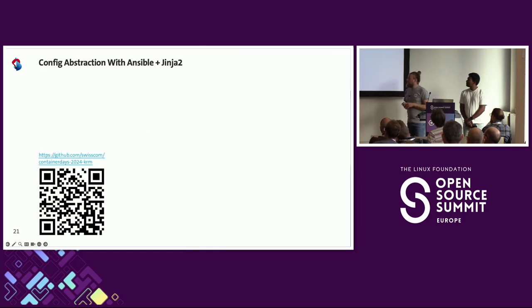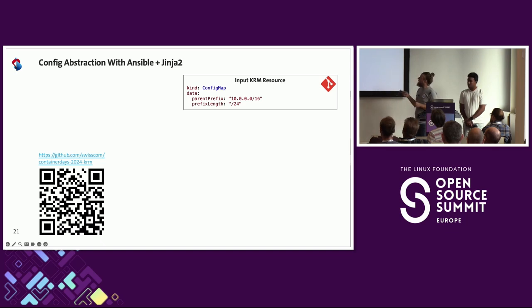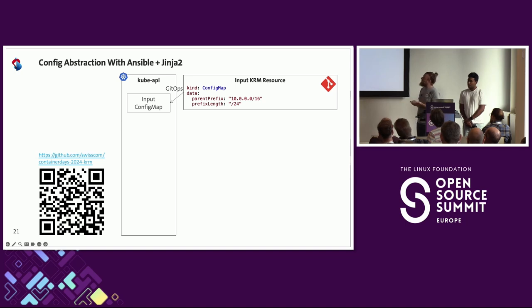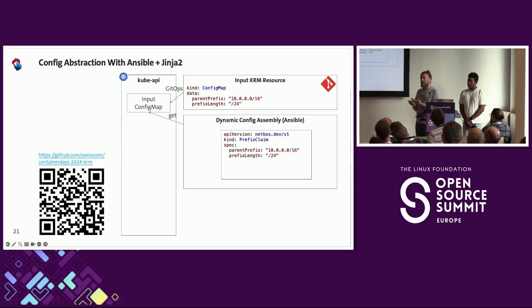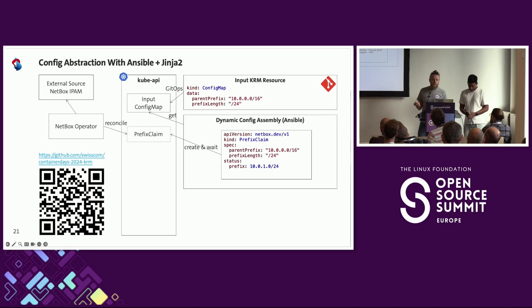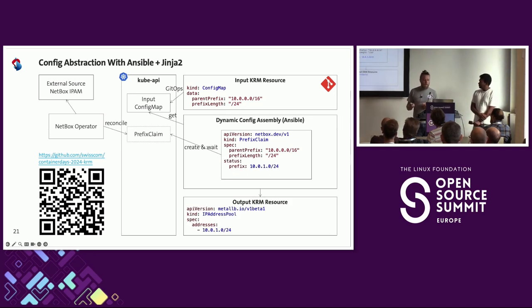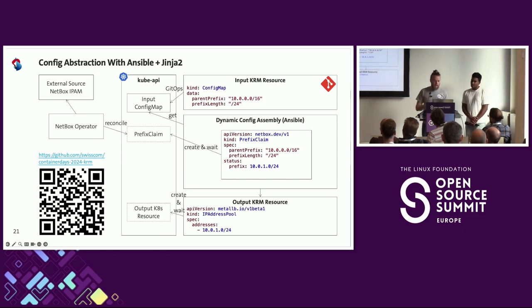Looking at the same example again, our high-level intent is now a config map, so it's untyped. We will apply this to the Kubernetes cluster using GitOps. In the demo, I will do it manually, but it doesn't matter too much. And then we manually need to trigger the Ansible playbook. As soon as we do this, it will be able to render the prefix claim. It will apply it to the cluster. It will wait for the Netbox operator to be reconciled. And then as soon as this is done, it will render the output address pool and apply it to the cluster. So that's the very same example, just with the specifics of Ansible.